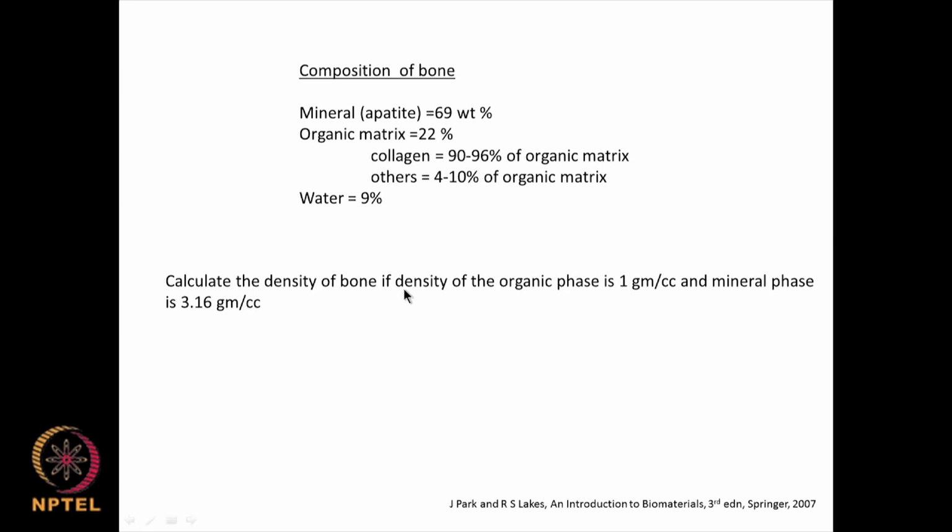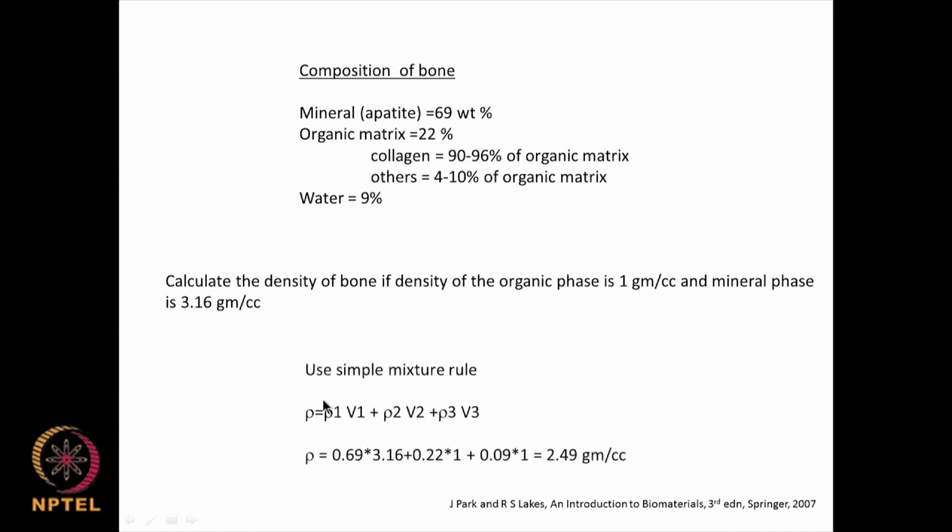Calculate the density of the bone. If the density of the organic material is 1 gram per cc and the mineral, that is the apatite, is 3.16 gram per cc. How do we do it? We can use the rule of mixtures. So we will assume the density of the entire bone is a mixture of these, that is 0.69 into 3.16 plus 1 into 0.22, and then water is also there, so 0.09 into 1.